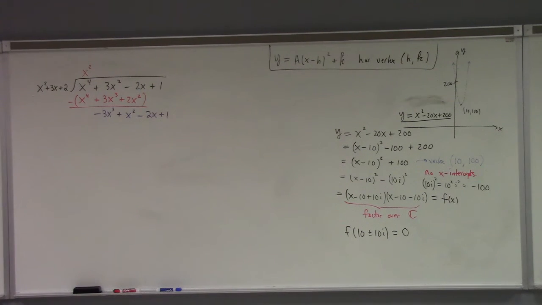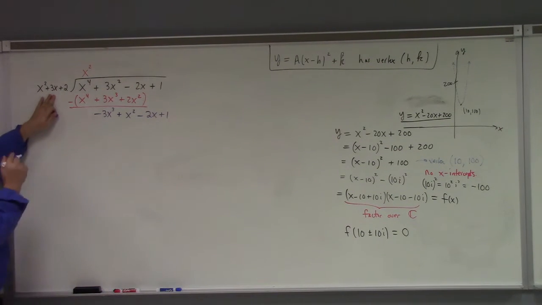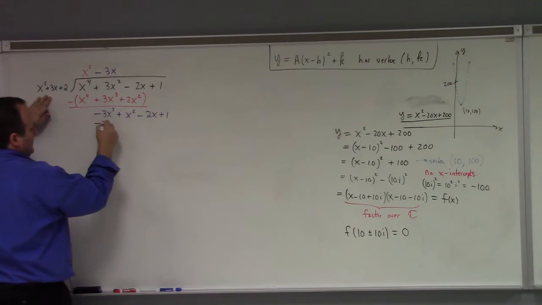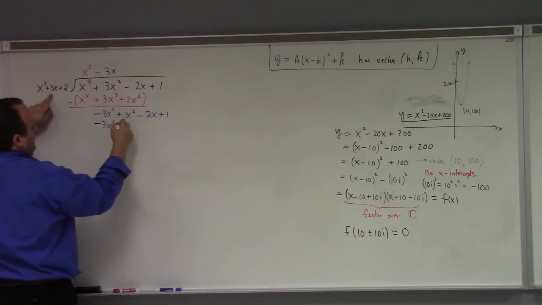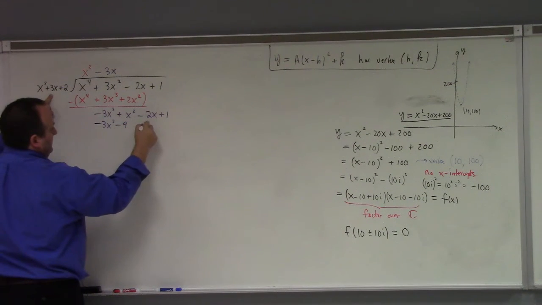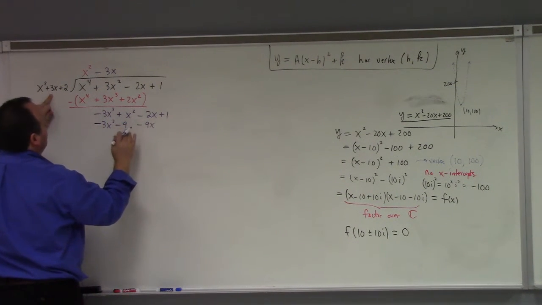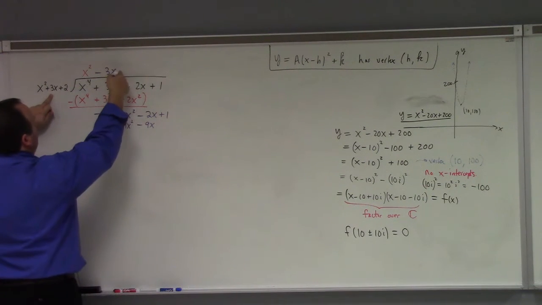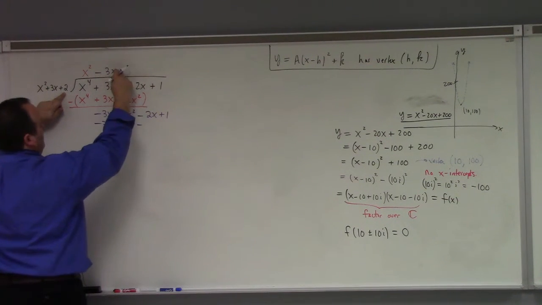Great, now the question is, how do I get minus 3x cubed from this? Multiply this by what to get minus 3x cubed? Minus 3x, right? And then I get minus 9x. I'll write it over here. Oh, I'm an idiot. Minus 9x squared. This times this gives me minus 9x squared. And then I get what? Minus 6x, yeah.